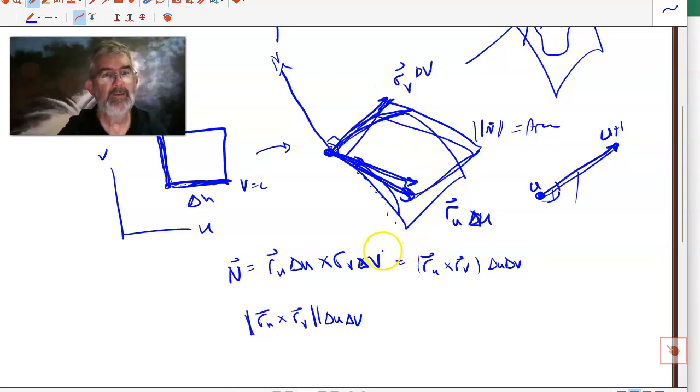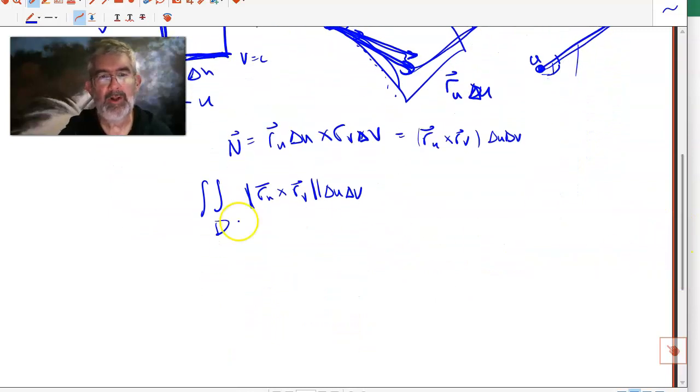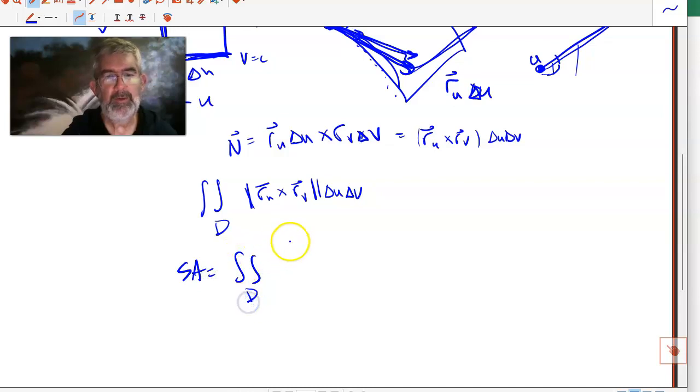And what I want is the area of all of the region, that is, add up all of those little parallelograms. So take the double integral over the region D of this thing as they get smaller and smaller and smaller. So the surface area is the double integral over D of the length of the cross product of Ru crossed with Rv dA, which is du dv or dv du.